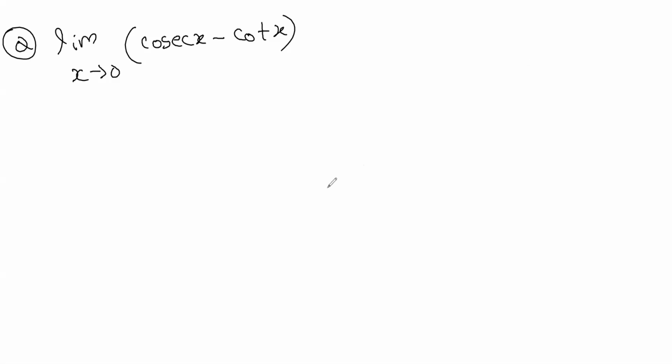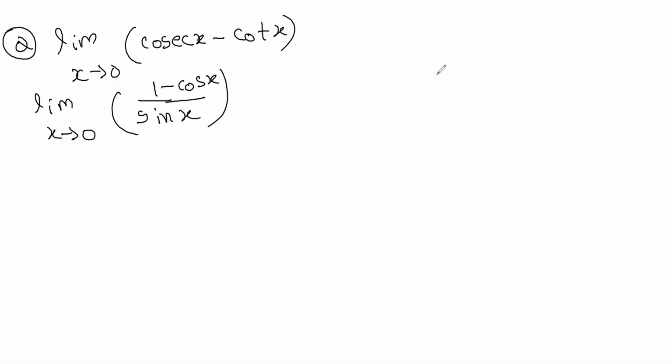What is the first step that we have to do? So we convert it into cos and sine. So the final expression would be limit x tends to 0 of (sin x minus cos x) by sin x... No, sorry. It'll be 1 by sin x minus cos x by sin x. Right? Yeah.